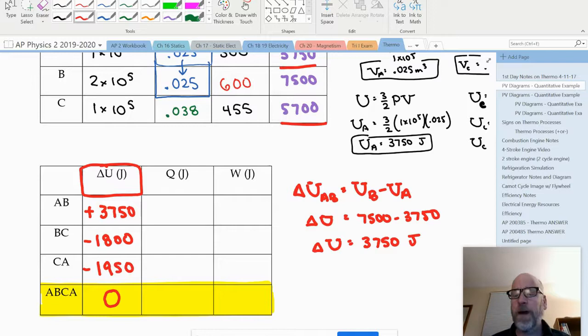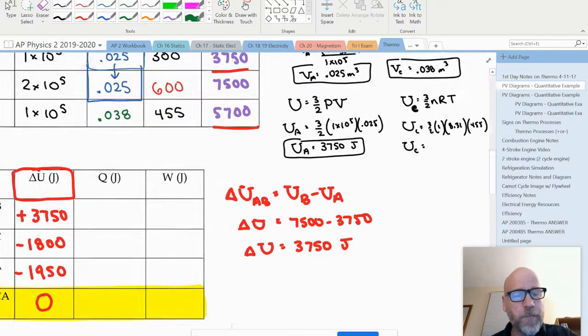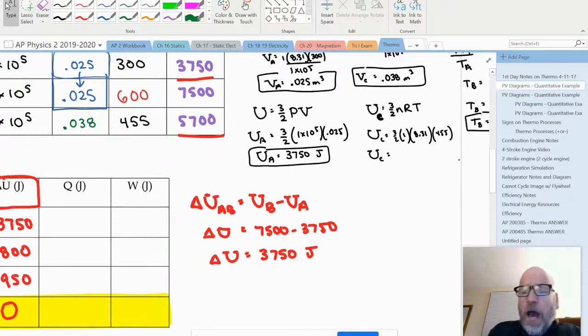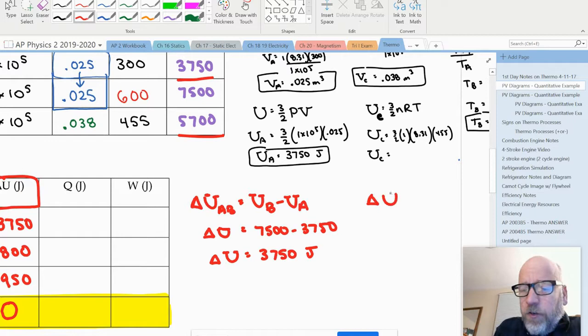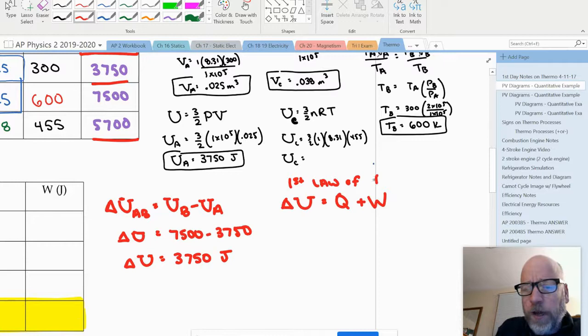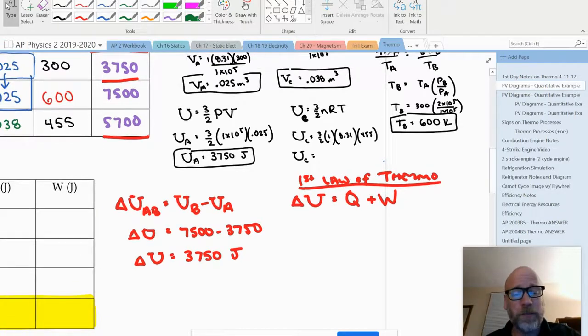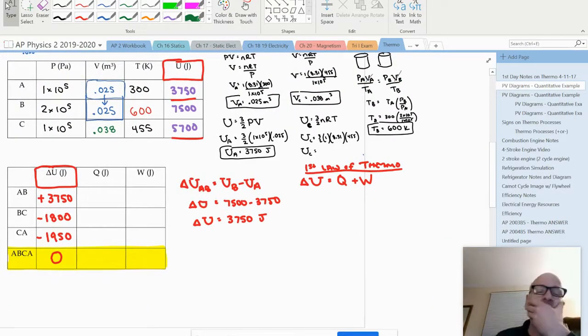Now, how do we find Q and work? Wow. Okay, a lot going on. I know that the change in internal energy is equal to Q plus W. This is the first law of thermo. And this is what I go back to when I need to solve things. Not me. It's what everybody goes back to. So how do we do it?